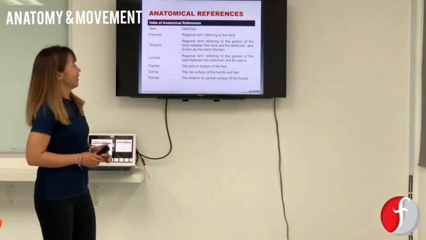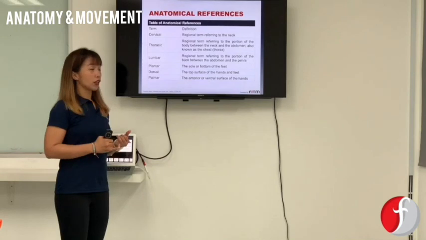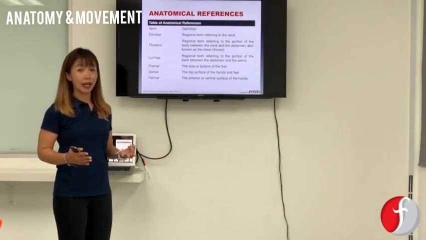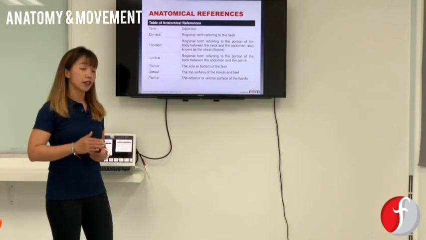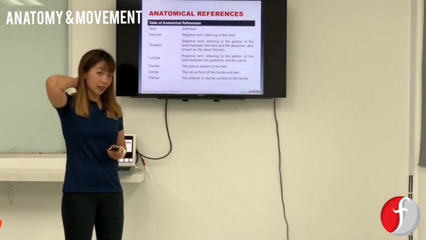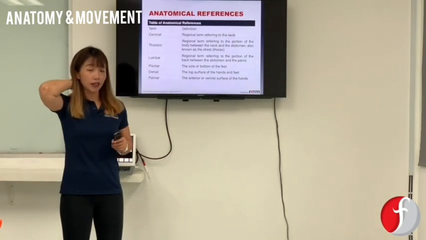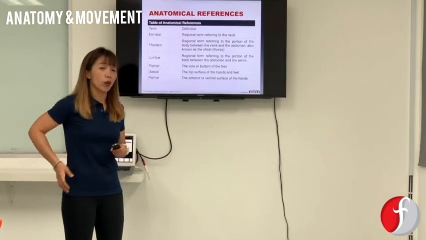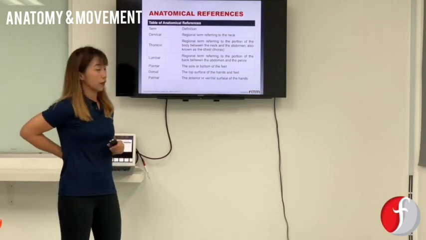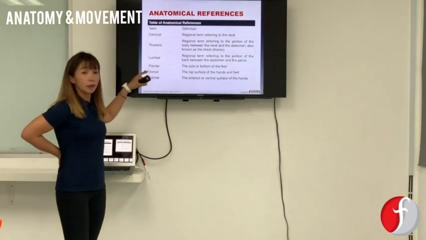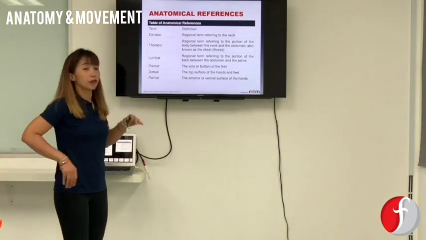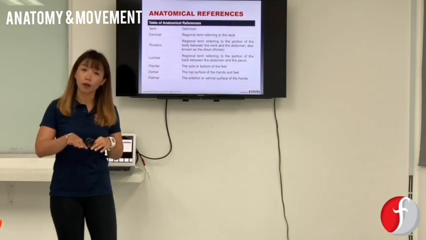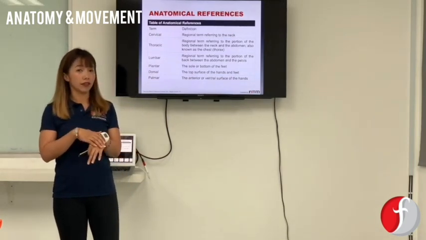So we've got more. Over here, we've got cervical, thoracic, and lumbar. They all refer to your spine. So cervical spine is over here where your neck is. Thoracic spine is where your upper back is. And lumbar spine is where your lower back is. Plantar and dorsal. Plantar refers to the bottom of your feet. Dorsal is the top of your feet and your hands.